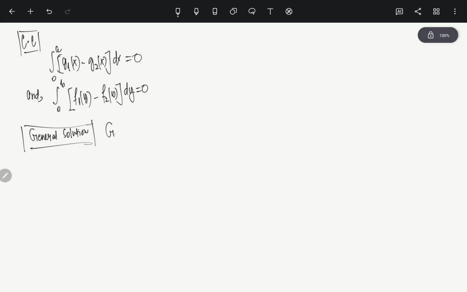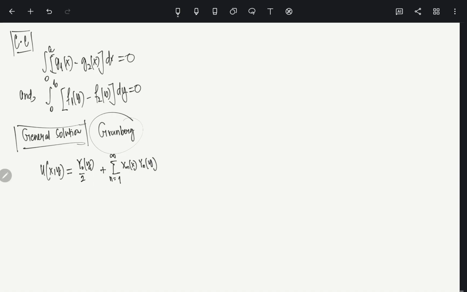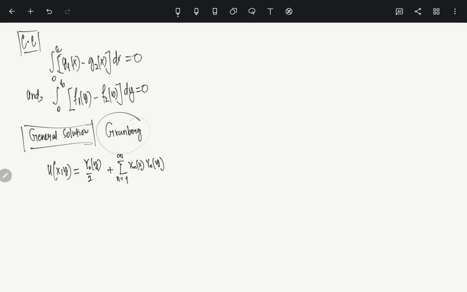Okay, so there is this mathematician whose name was Grunberg. What he did is he proposed that we look for a solution like this. So we look for a solution u of xy, which is nothing but capital Y naught, some function of y, nothing special about it, plus the summation n equals 1 to infinity of Xn of x Yn of y. Again, there is nothing special about what he did. Essentially the idea here is this. So let me give you a simple idea.